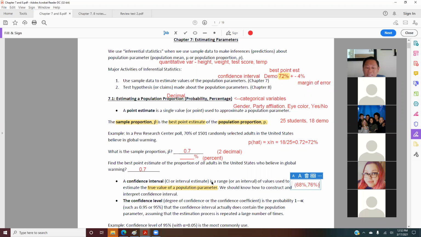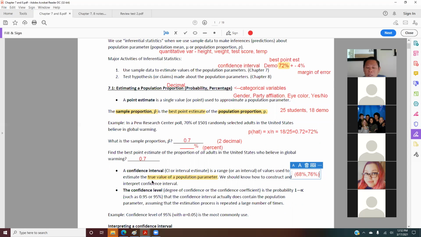And this is what we call the confidence interval. And what is this 68% to 76%? This is actually the range of values to estimate the population parameter who vote for Democrat. So if I got this result, 72% plus minus 4%, that means that when the election comes, all the people who vote for Democrat is between 68 to 76%, which in this case is really high.